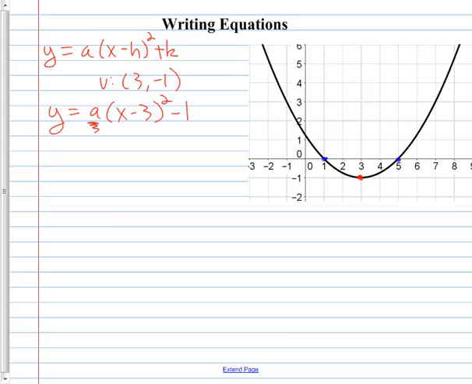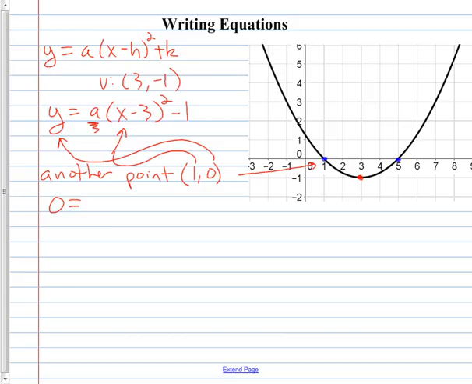Now we can actually calculate a pretty easily. Here's how you can find a. If you can use one other point on your graph, you can plug that point into x and y and then solve for a. So for example, another point I see clearly is (1, 0). We can't use the vertex again. We have to use another point. So (1, 0) is a nice point. I'm going to plug that into my x and my y, and solve for a.